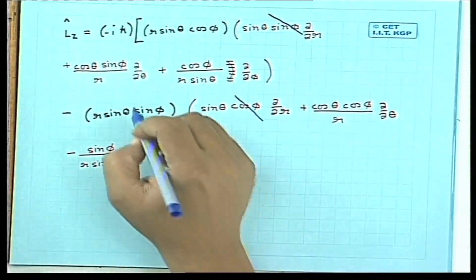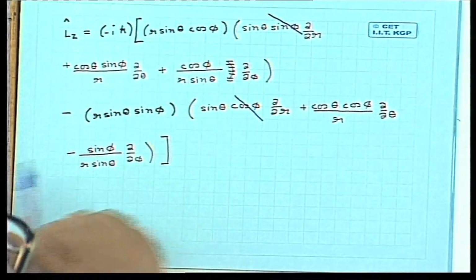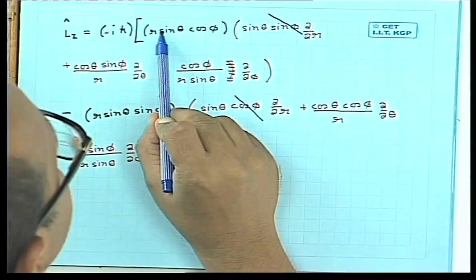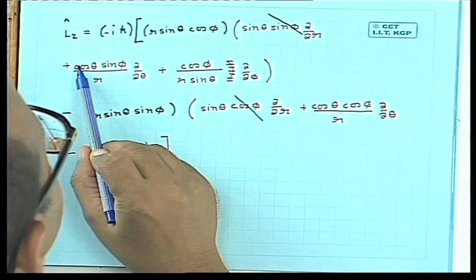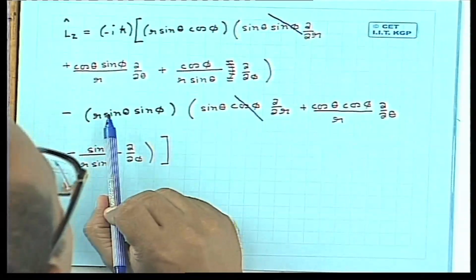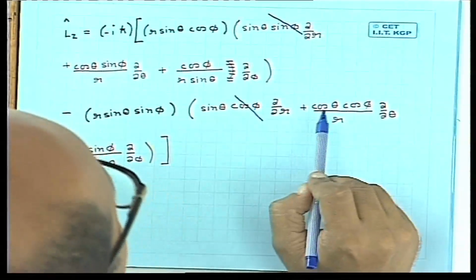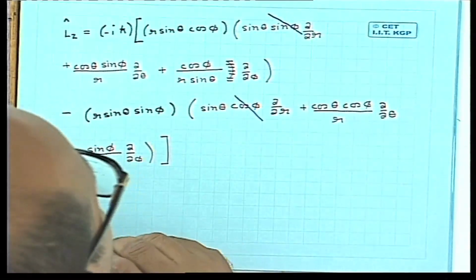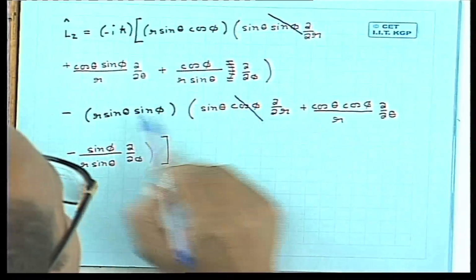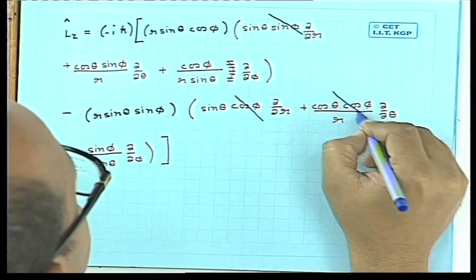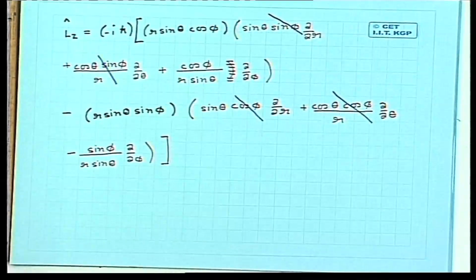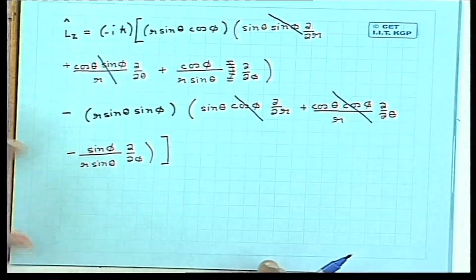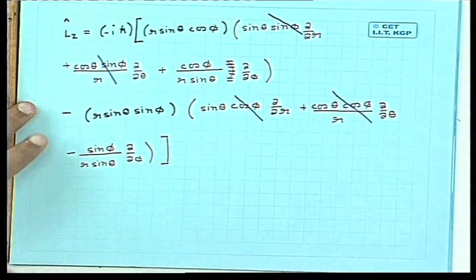Similarly, if you look at the coefficient of ∂/∂θ, you will find that the coefficient is sin θ sin θ cos φ, and we have cos θ sin φ. Similarly, here we have sin θ sin φ and cos θ cos φ. So, these two terms again exactly cancel out. And then finally, we have these two terms. Fortunately, they do not cancel out.